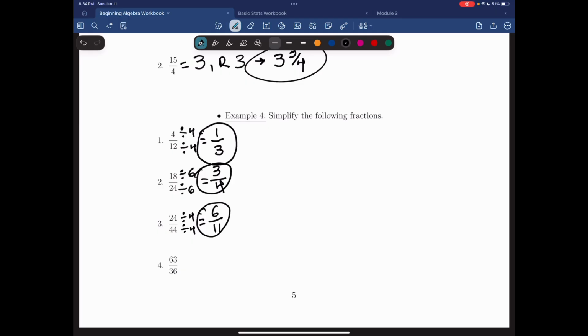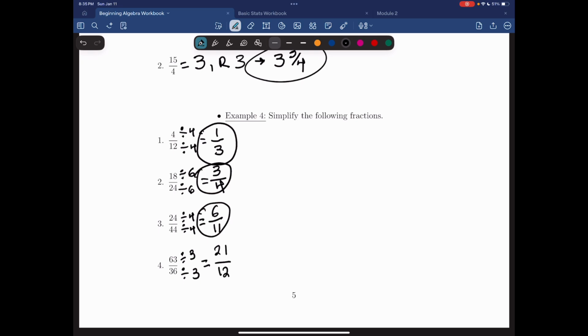So 63 and 36 are not both even. 36 is, but 63 is odd. So we can't divide by 2 or 4. So those are kind of out. So what we can do, though, is see if both of these numbers are divisible by 3. And it just so happens that they are divisible by 3. So 63 divided by 3, well, that's 21. And 36 divided by 3 is 12.